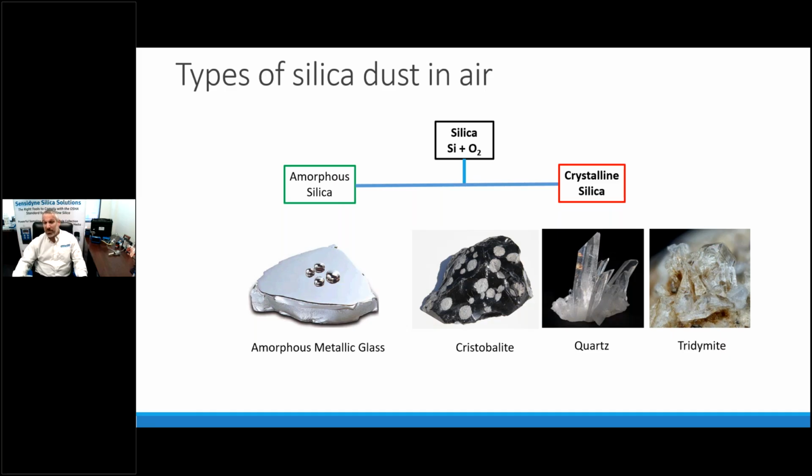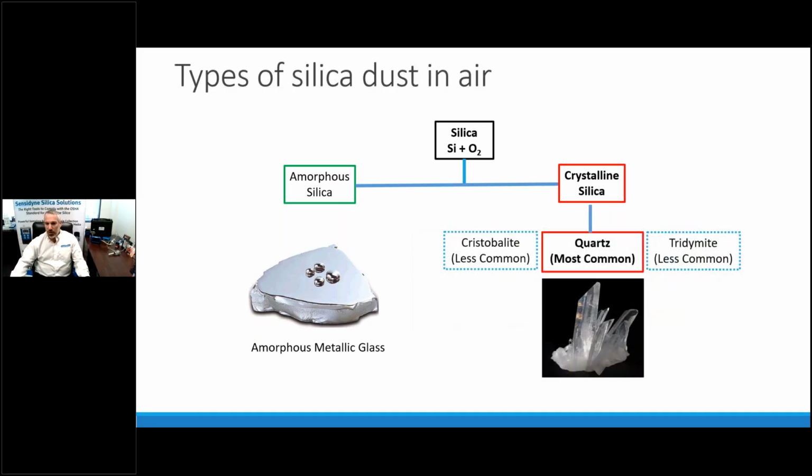For those that aren't clear on what these different types look like, I have some images here to illustrate that. On the left, we have an amorphous silica. This is a metallic glass. Things like volcanic rock are also amorphous in nature. Here you see cristobalite. This is a piece of volcanic rock, but within it, you see these white snowflake spots. That is the cristobalite silica. In the center, we have quartz, and on the right, we have the tridymite.